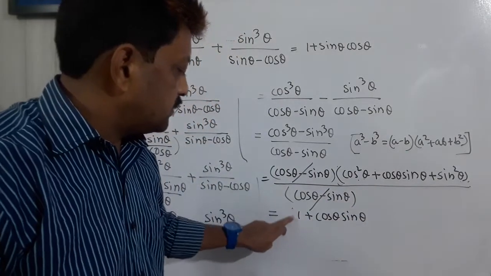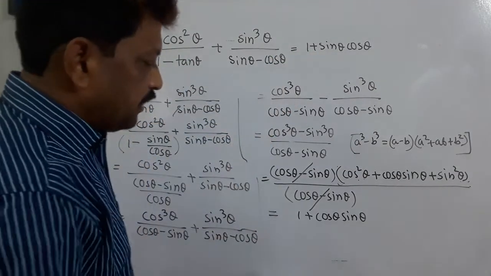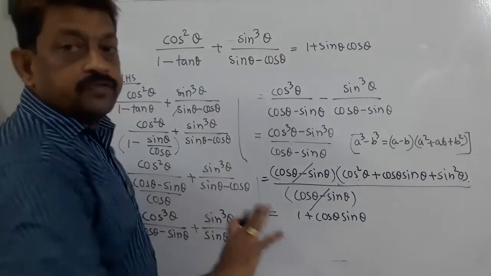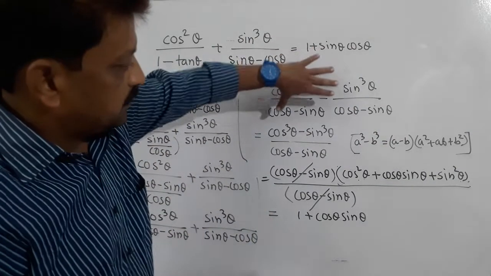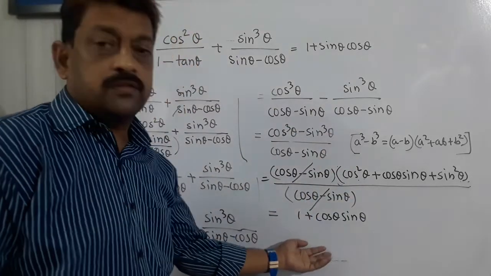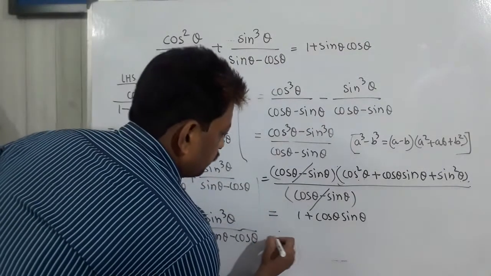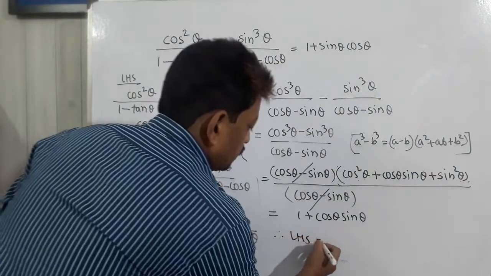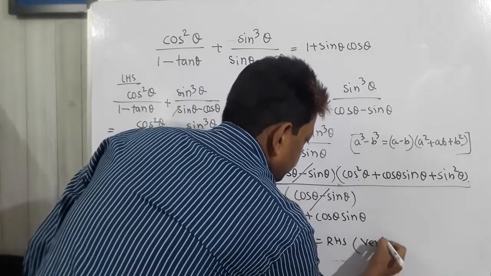Now see the RHS. The RHS is also 1 plus sin theta cos theta. Therefore, the identity is verified. I started from here, and after these steps, by simple calculation and using trigonometric identities, I have got the result. So now we can say LHS equals RHS is verified.